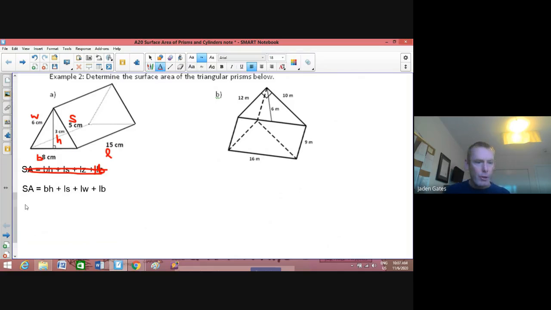Now I'm going to plug into my formula. Surface area, got to make sure I substitute in, right? Base times height, my base is 8. Again, when I have a lot of variables, this is why I label my diagram. It's a lot easier to pick out the variables. Then I have L times S, so I'm going to have a 15. S I said is 5. Here we go.